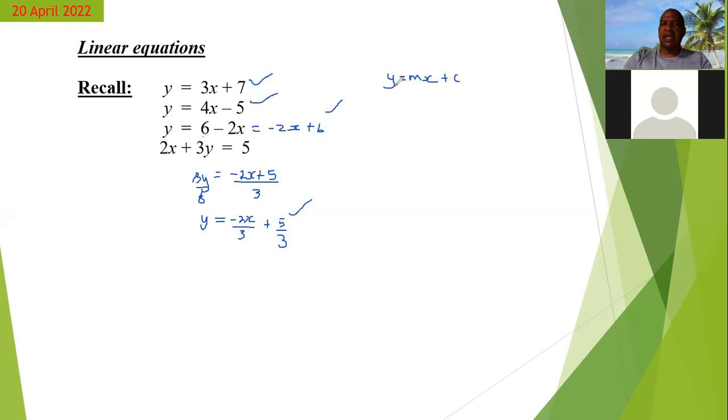So what it means is that there's a number represented by m, and there's a number represented by c. When you look on the left, at this equation, you see that the number in front of the x here would be 3. So if you compare it with the general form, then this m would be equal to 3 in this equation, right? And this last term here, 7, would be equal to c, right? So the c in the general form would take the place of the 7, right?